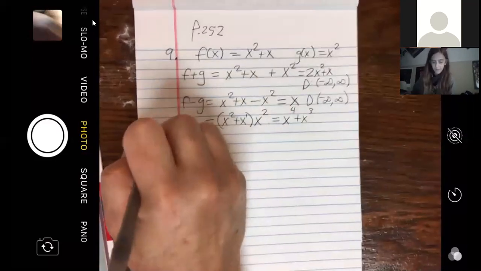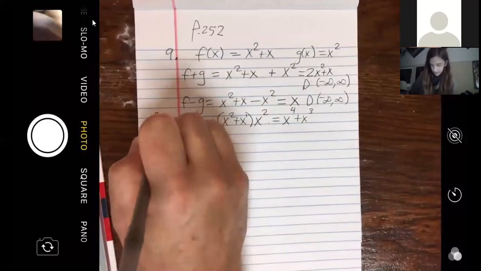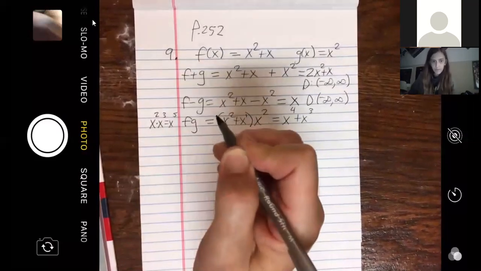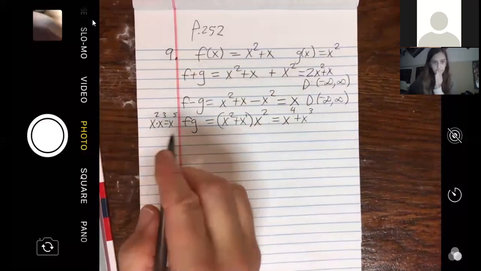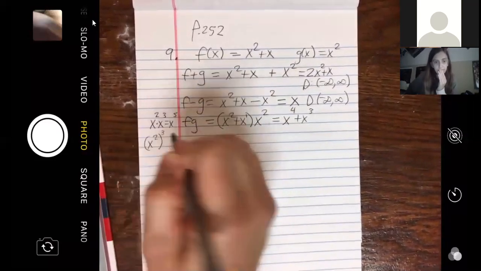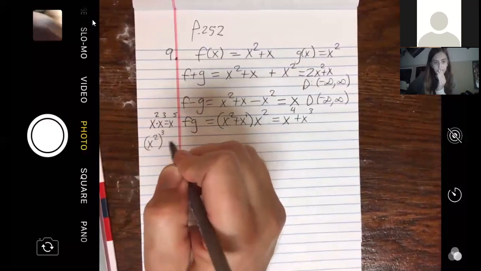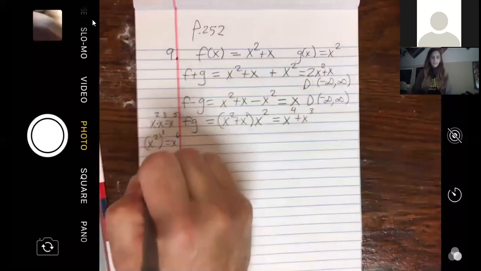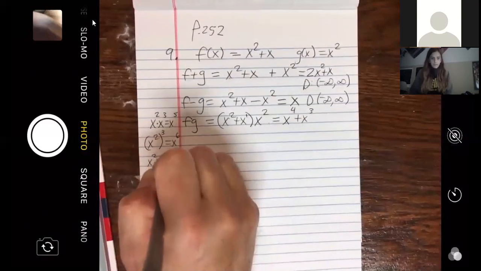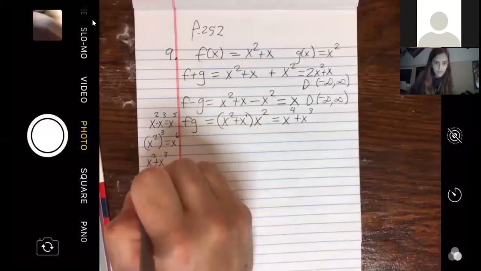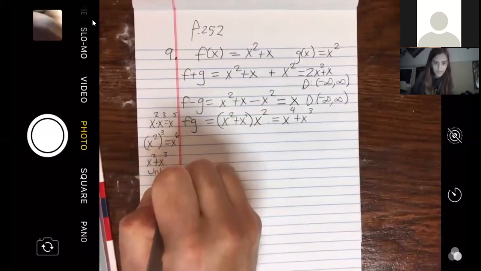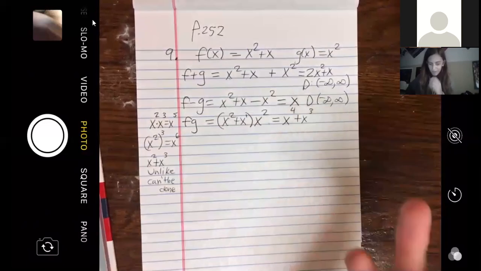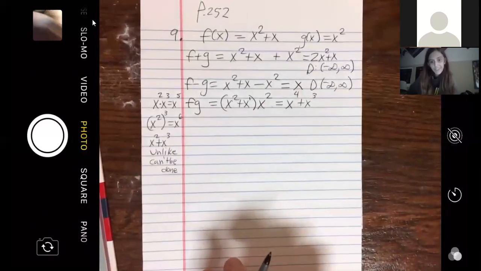Just a quick reminder. If I had x squared times x cubed, that's x to the 5th. If I take x squared and just cube it, that's x to the 6th. And if I take x squared and add x cubed, I hope you know this is unlike terms. It can't be done. It's a little tricky.